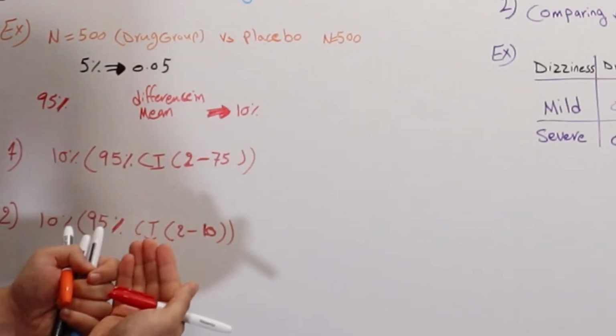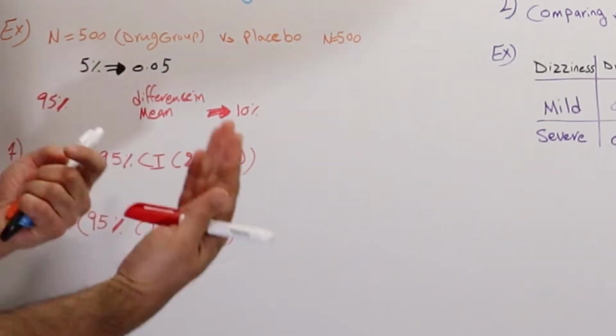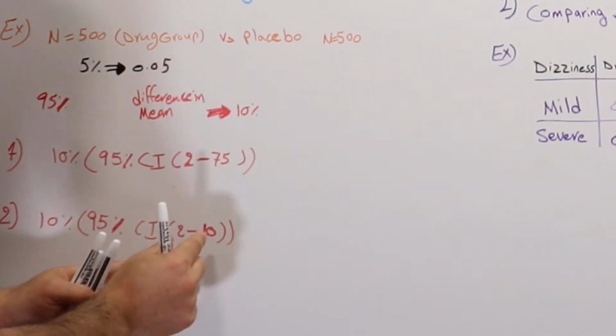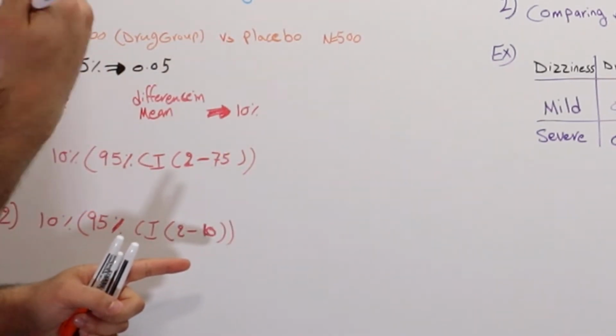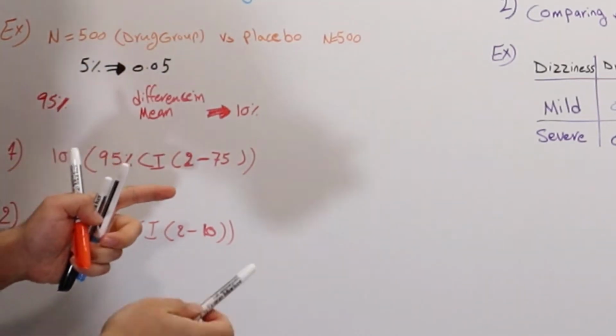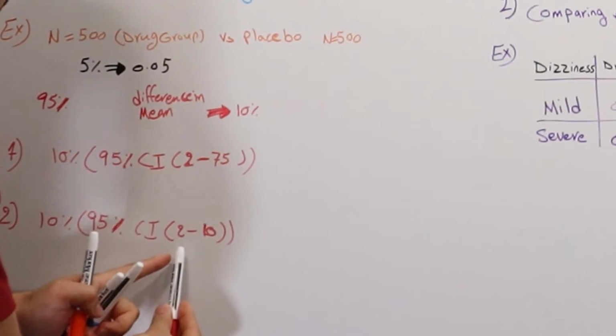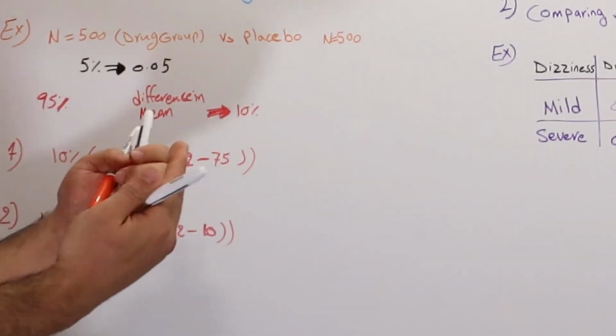Because the narrower, the better, of course, and we have a better result when it comes to interpreting this data and applying this medication to the majority of patients. Because over here it can be from 2 to 75, we're not sure. Here it's 2 to 10, it's easier, it's more precise.